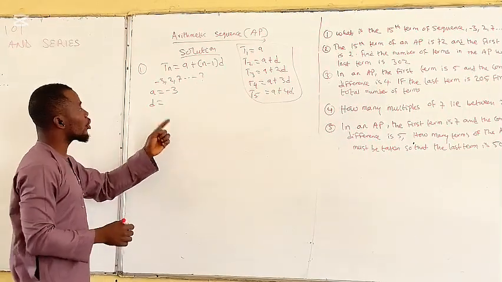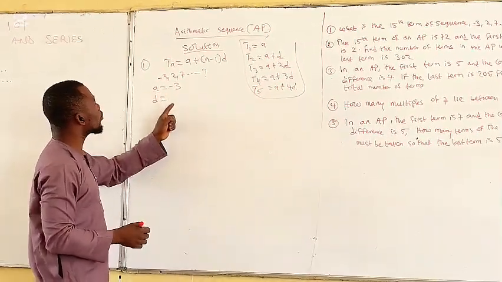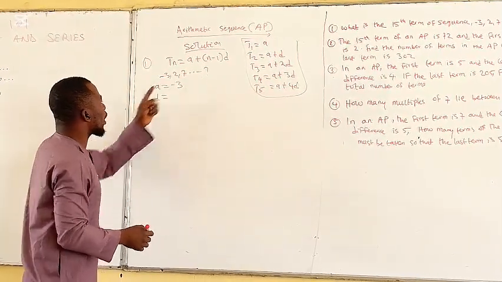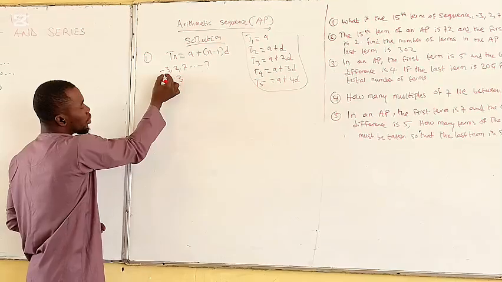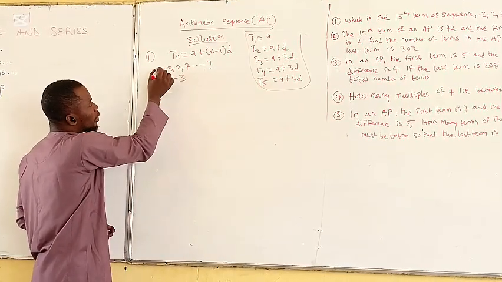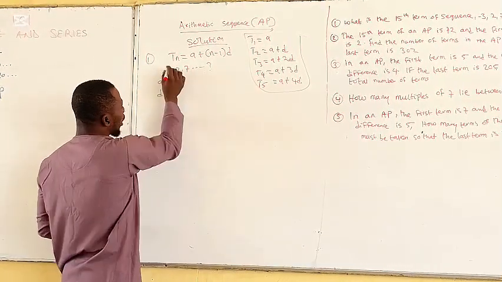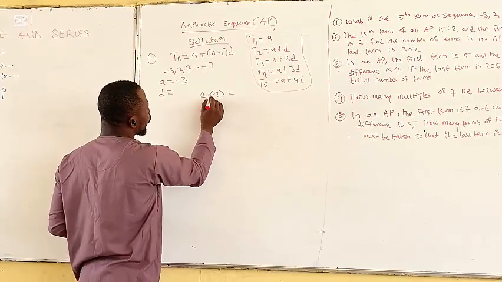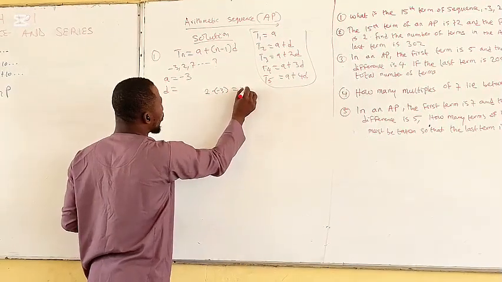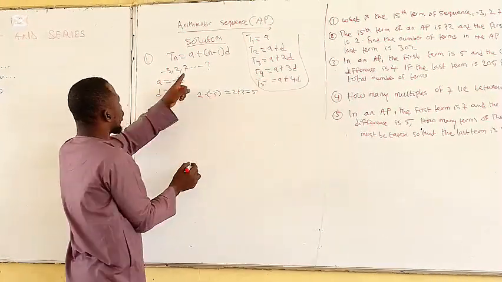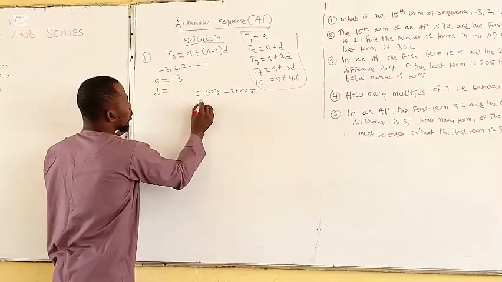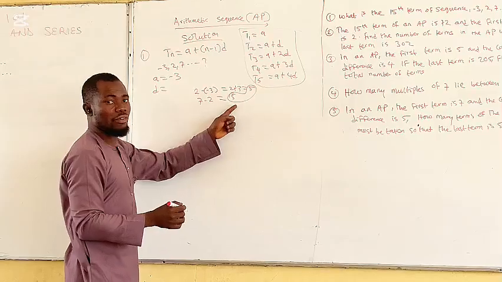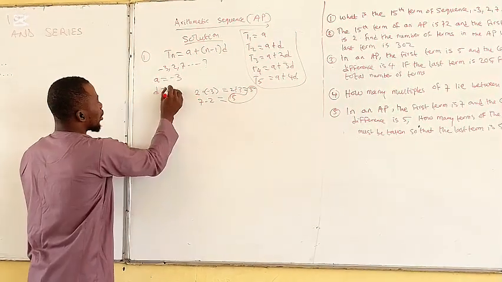The common difference can be gotten by subtracting the first term from the second term, and the second from the third. So we have the second term minus the first term, that is 2 minus (-3), which is 2 plus 3, to give us 5. Then again, 7 minus 2 is 5. So since we are having 5, our common difference is 5.